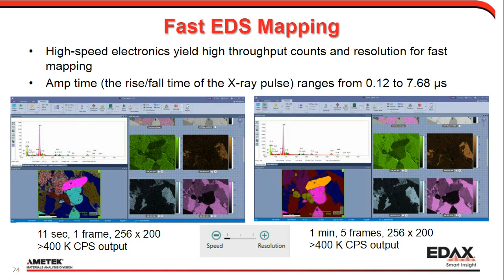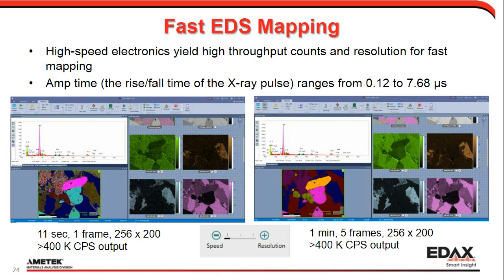Even if I use the fastest M time at 0.12 microseconds, the resolution is still below 150 eV, which is not a significant decrease in resolution. So fast M times can ensure high throughput while keeping very good resolution. These two pictures show maps collected at over 400 kcps throughput counts with fast M time.